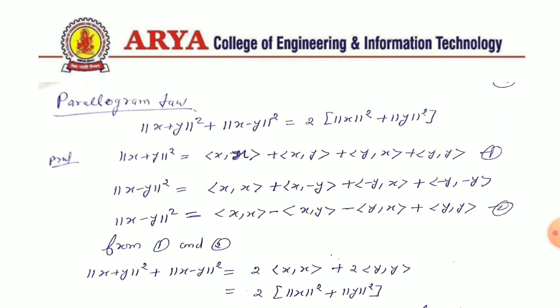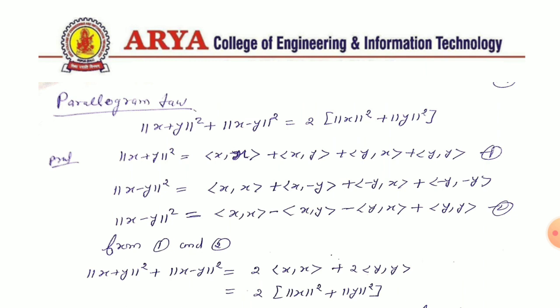Now what is the parallelogram law? We also prove the parallelogram law, which states that norm of x plus y whole square plus norm of x minus y whole square equals 2 into norm of x square plus norm of y square. So take first norm of x plus y whole square. Now by using the definition, we can write it like this. Similarly, norm of x minus y whole square equals inner product of xx plus inner product of x, minus y plus inner product of minus y, x plus inner product of minus y, minus y.